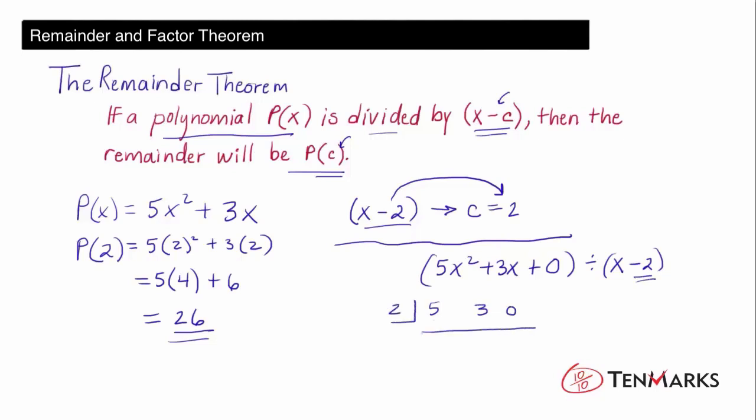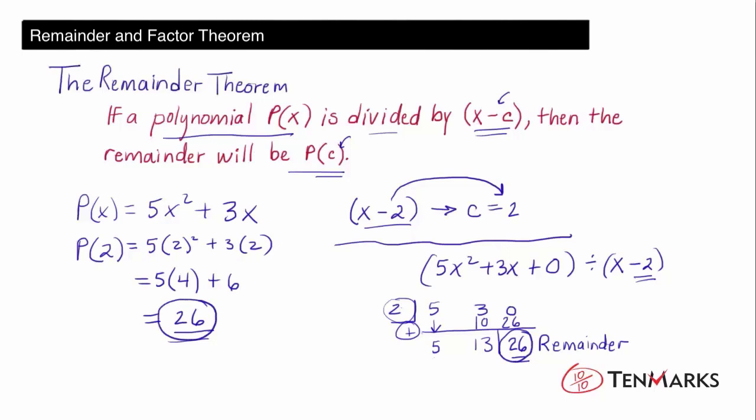The first thing we do is bring the 5 down, and then it's multiplication. It's the 2 times the 5 gives 10, and then it's addition for synthetic. So 3 plus 10 is 13. 2 times 13 is 26. Again, it's addition, and our remainder is 26. The remainder theorem told us these would be the same values. The 26 remainder would be the same as if we evaluated the function for p of c, or p of 2. So it did work.